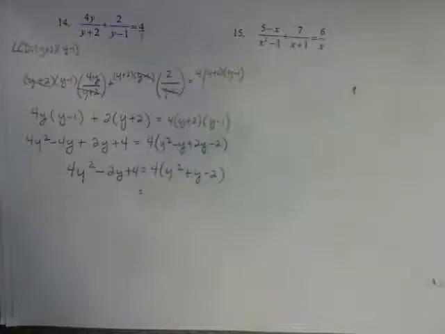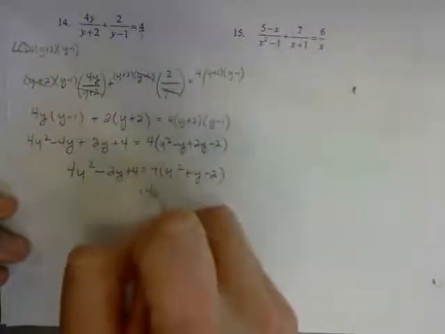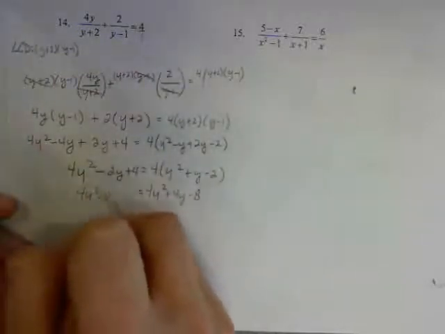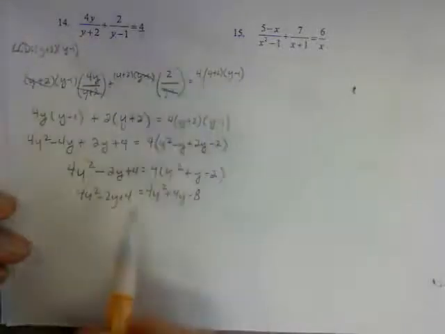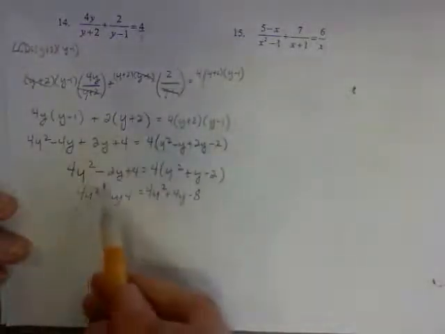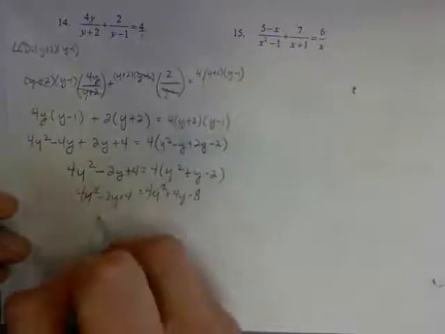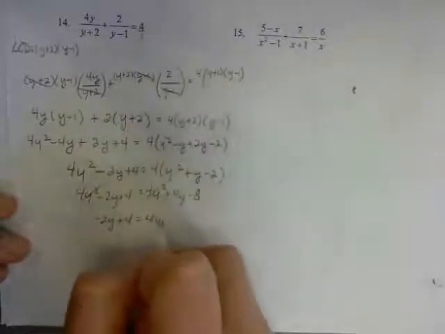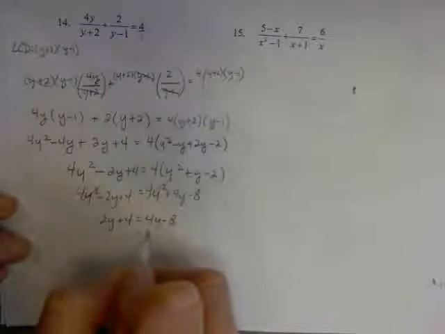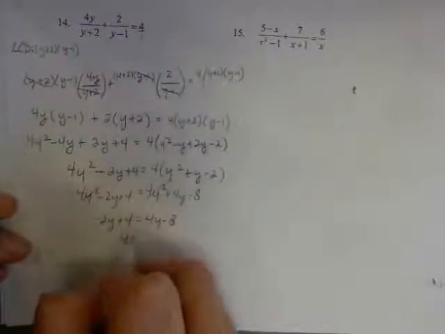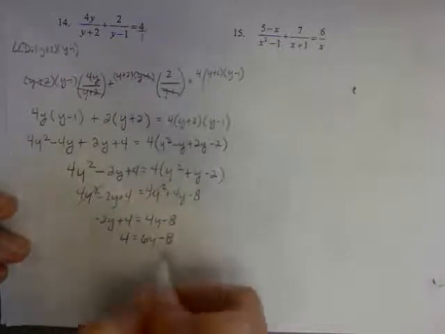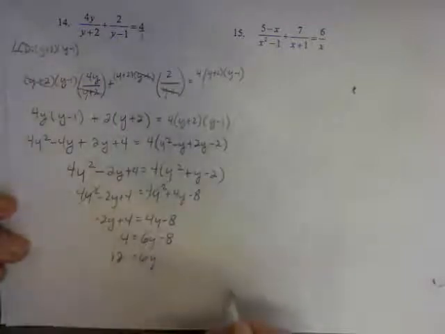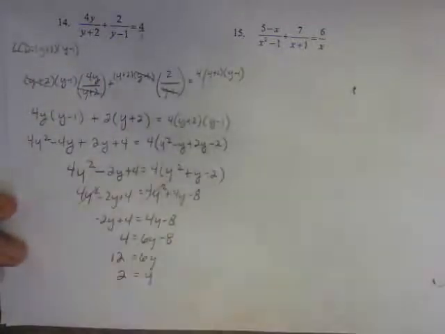We can distribute through the 4, so 4y squared plus 4y minus 8. And just copy down what was left on the left side. Since we have 4y squareds on both sides, they cancel out. So we just have negative 2y plus 4 is equal to 4y minus 8. Let's add the 2y to the other side, and we get 6y minus 8. Add the 8 to the 4. 6y is equal to 12. So y is equal to 2.